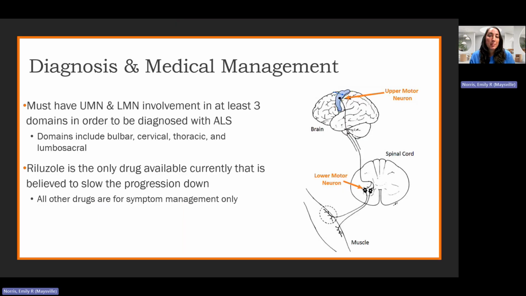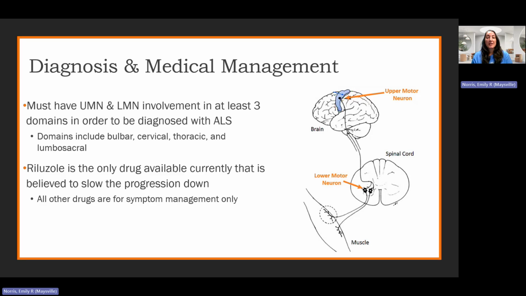You must have upper motor neuron and lower motor neuron signs in at least 3 of the domains in order to get diagnosed with ALS. The domains include the bulbar domain, cervical, thoracic, and lumbosacral. At least 3 of those domains must be affected for it to be a definitive diagnosis of ALS.